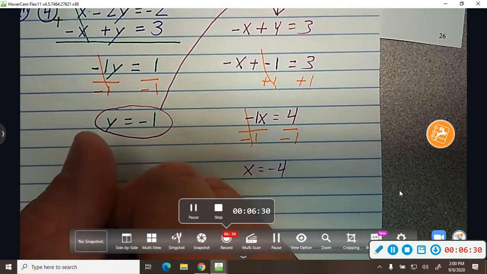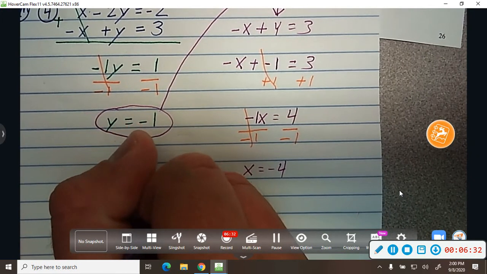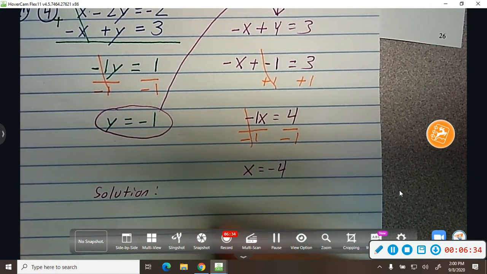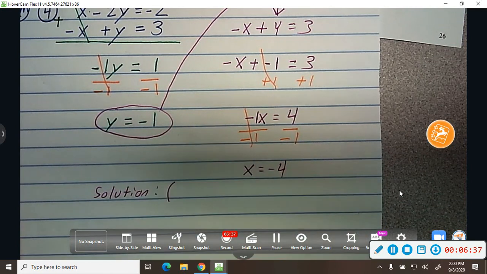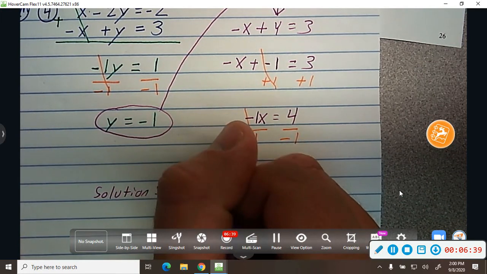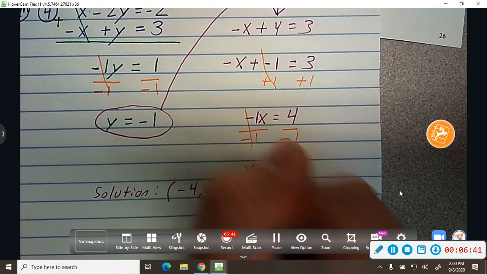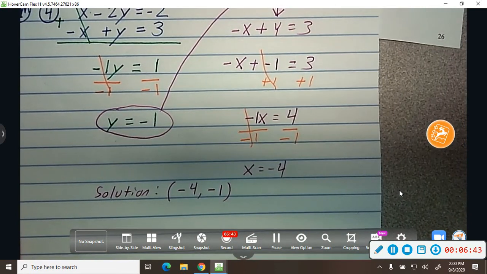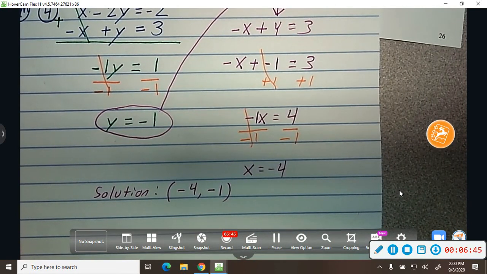So I would say my solution is x first, negative 4, then y. So I think the answer is negative 4, negative 1.